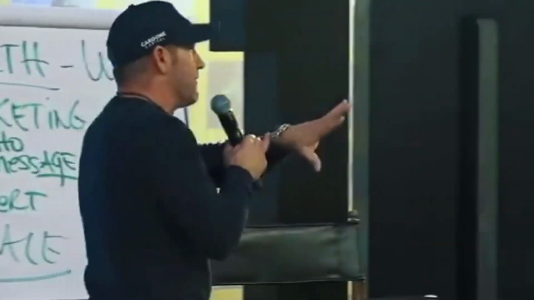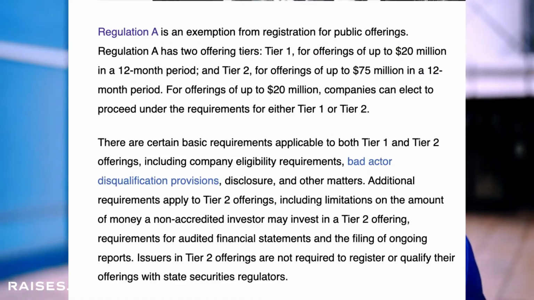So Grant Cardone, if you don't know him, was a star of Undercover Billionaire and approaches a net worth of around $1 billion. So the first thing that he uses is something called the Regulation A exemption. So Grant Cardone, the way that he raises capital is using the Regulation A exemption.